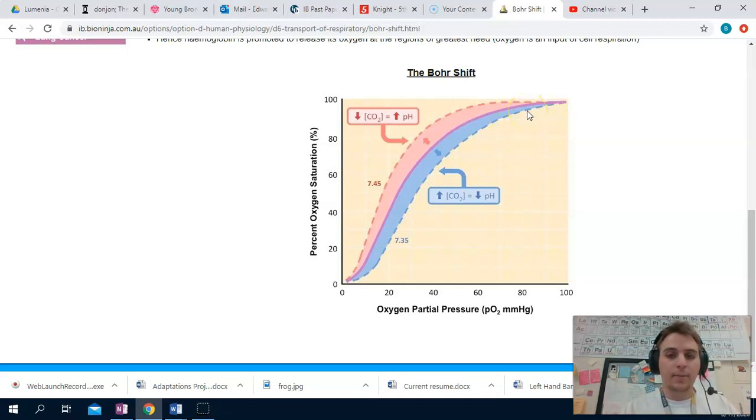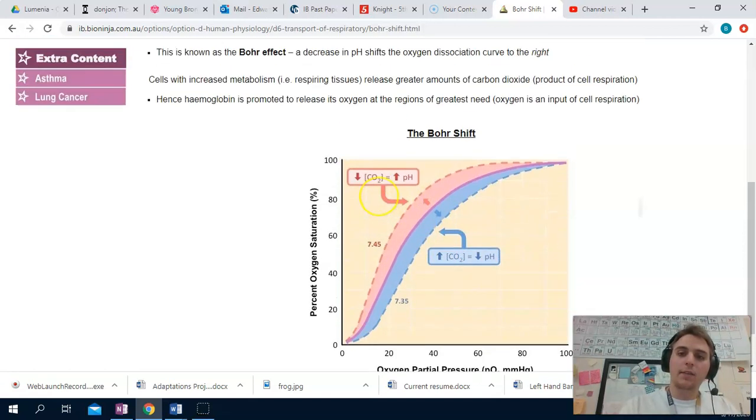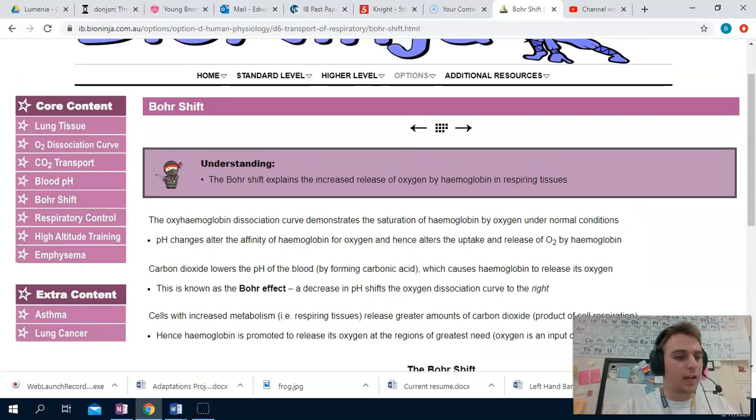Just the way that this protein happens to be, quote unquote, designed is that it naturally holds on to its oxygen if it needs to, and it naturally lets go of its oxygen if it needs to. So this is pretty interesting. This is our Bohr shift, okay? Higher pH holds on to its oxygen. Lower pH lets go of its oxygen. This is to offset the carbon dioxide levels in either case.